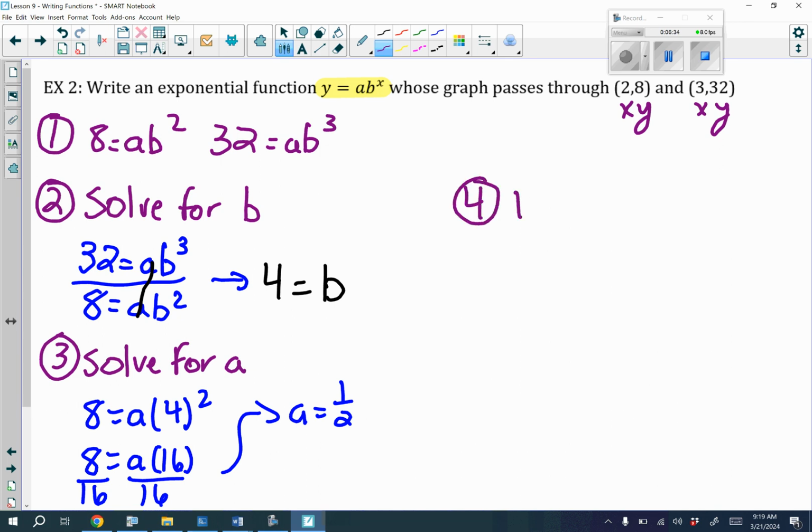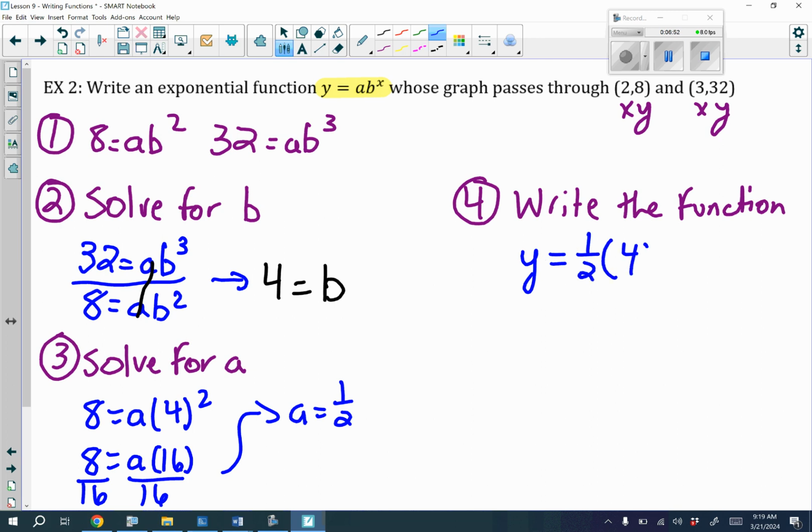Okay, don't forget the very last step, which is very important. You have to write the function. In this case, because they told us to write an exponential, that's what we're going to do. So my final answer here is going to be y equals, don't forget to use your variables here, 1/2 is my a, times my b of 4, and then to the x power. And remember, we do not multiply our a and b because that will not give us the same answer. So that's it.